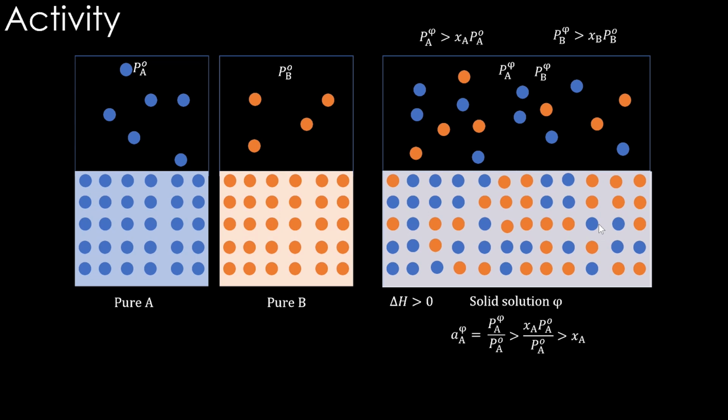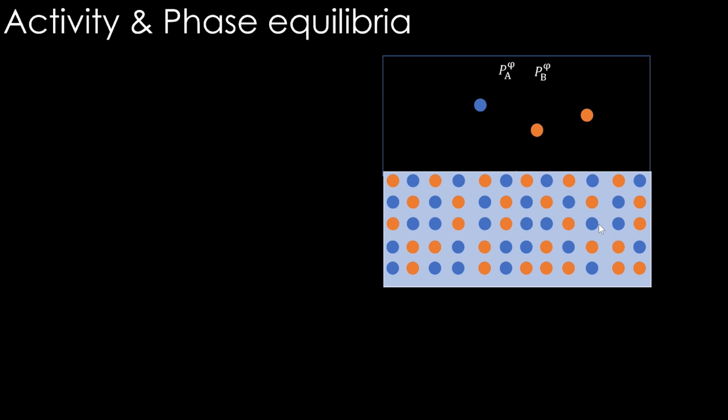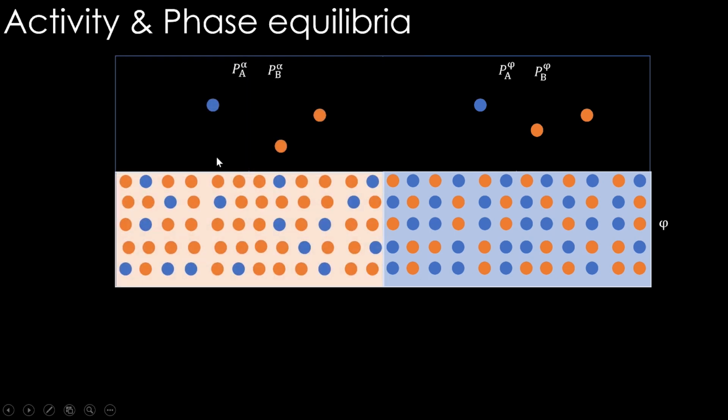Now, activity being so intuitive, can it help understand phase equilibrium? Let's consider this phase phi. On top of that, we have certain amount of PA phi and PB phi. Now, if there is another phase, let's call it alpha. It has a different crystal structure, different chemical composition compared to the phi. Here we have PA alpha and PB alpha, same as PA phi and PB phi, right? So PA alpha here is equal to PA phi here, and PB alpha here is equal to PB phi here. If that is the case, only then these two phases can stay in equilibrium.